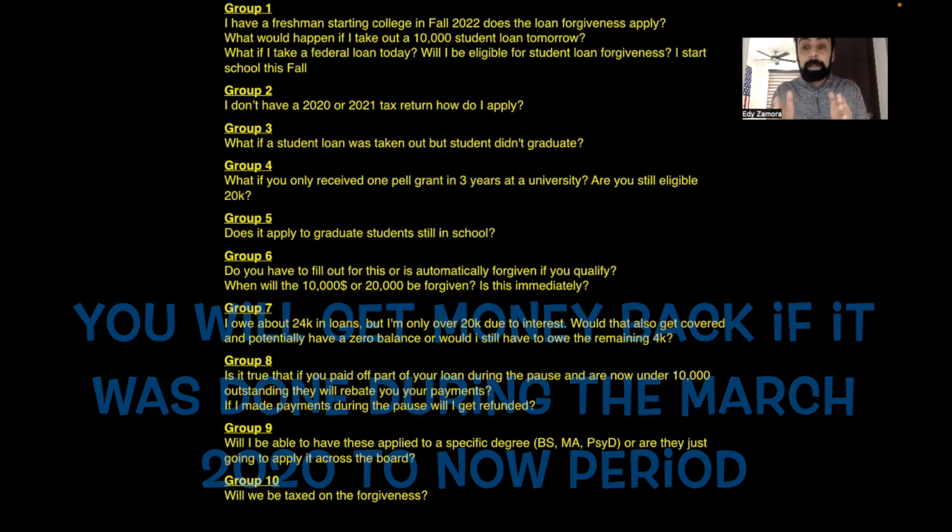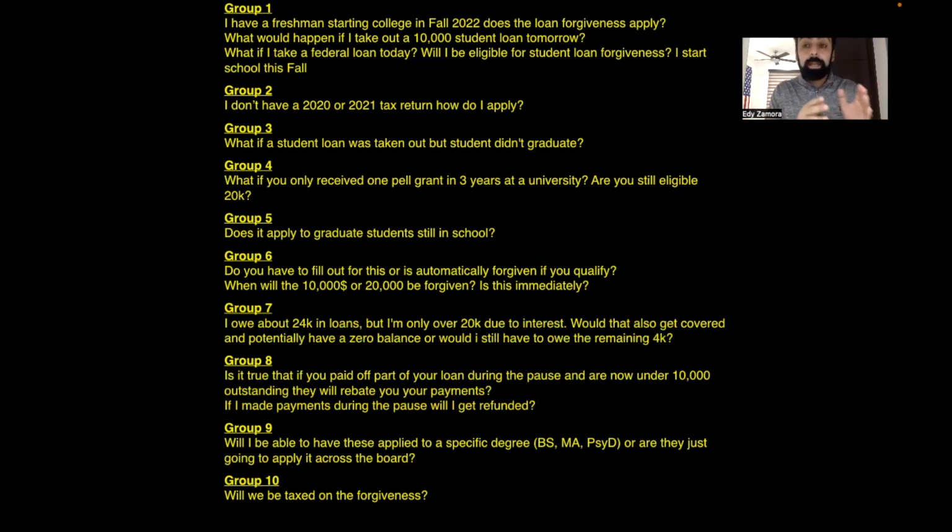Now, if the payments were made before March 2020, as far as before the pandemic, the CARES Act and everything else happened, no, those payments do not count towards the forbearance. So if you are somebody who paid off your loan before all this stuff happened, you aren't going to get a refund or a rebate or anything in the mail as far as a stimulus, good, bad, or indifferent.